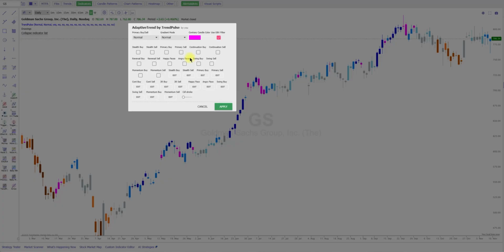Okay, OBV filter. This is an important one. The OBV filter uses volume to confirm the legitimacy of that buy or sell signal. So again, if you want to go conservative, use the OBV filter. It's a great tool that we built in there. So let's look at some buy and sell signals.